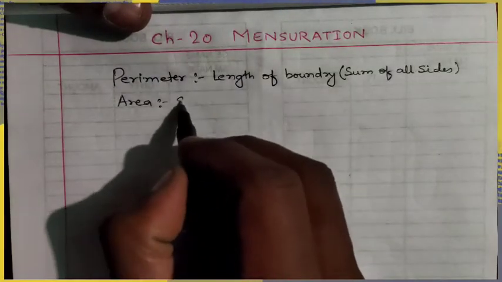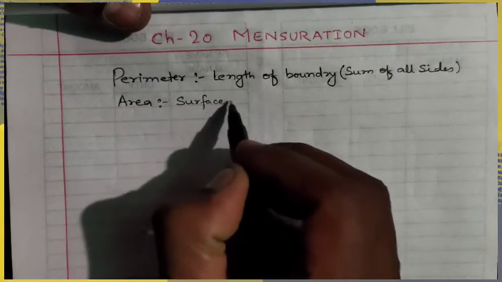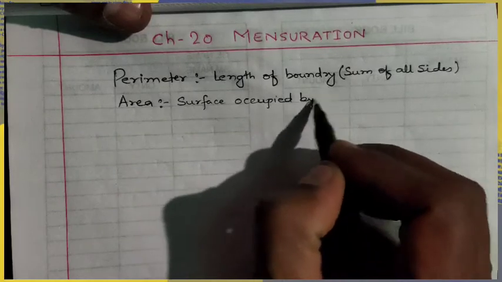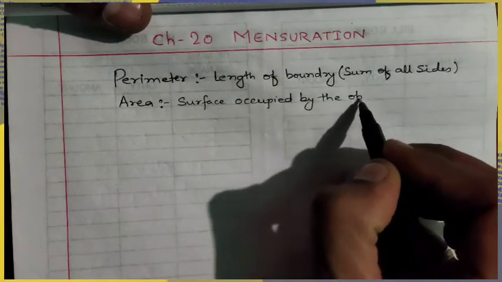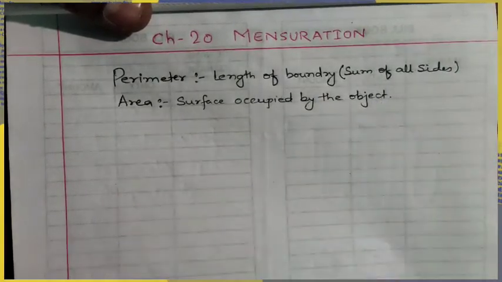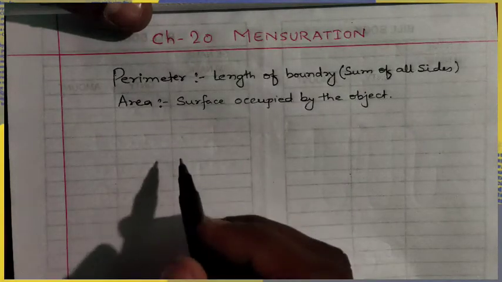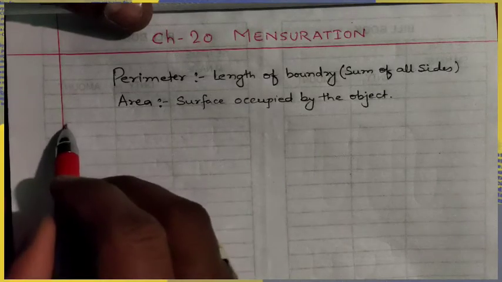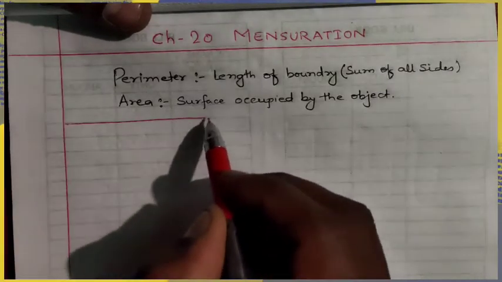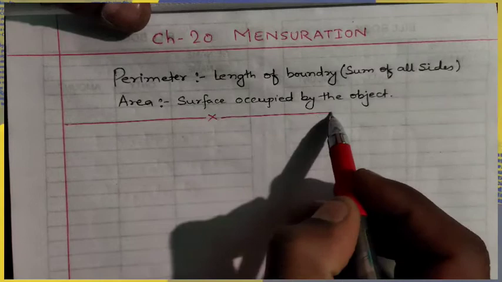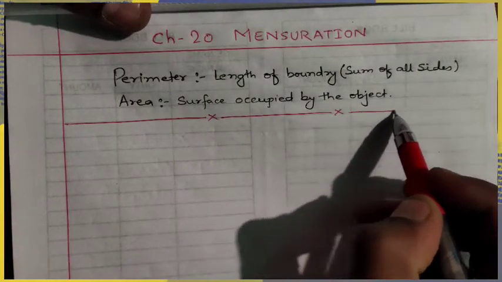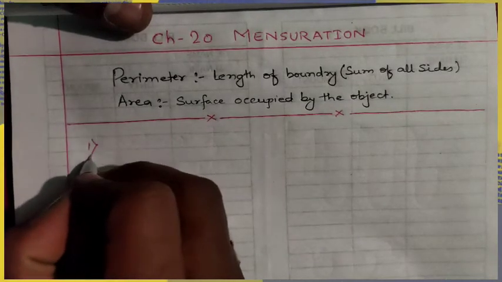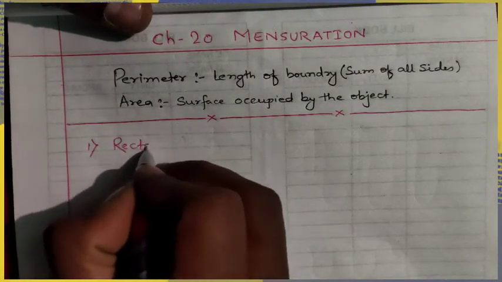Next is area. Area means the surface occupied by the object. Whatever ground surface is occupied by any object, that portion is termed as area. Now we will discuss these two topics on different figures. The first figure which we are going to discuss is rectangle.